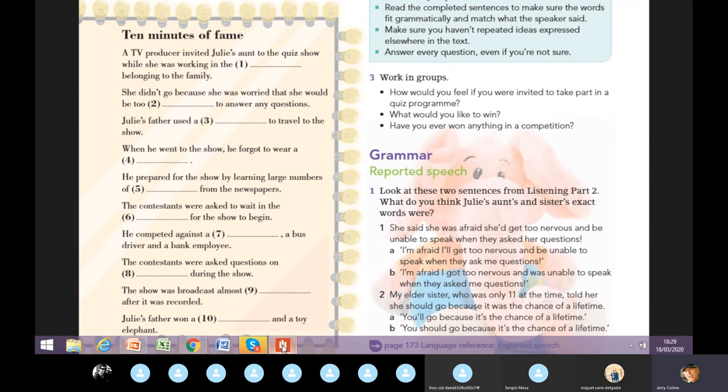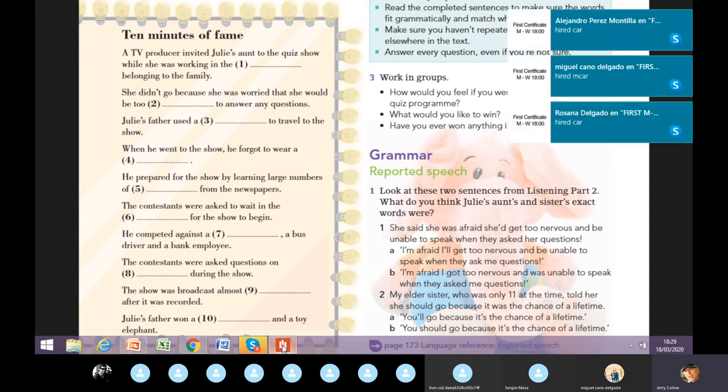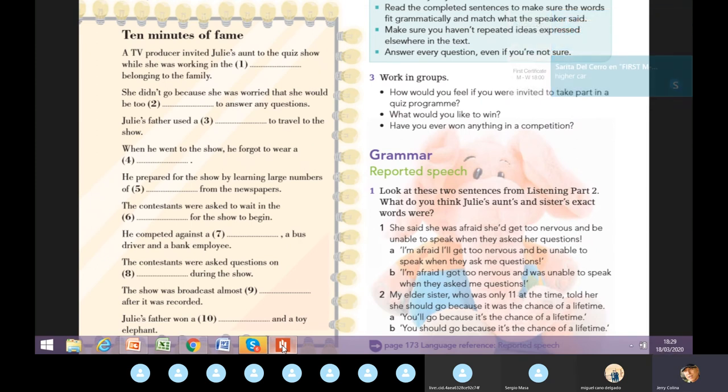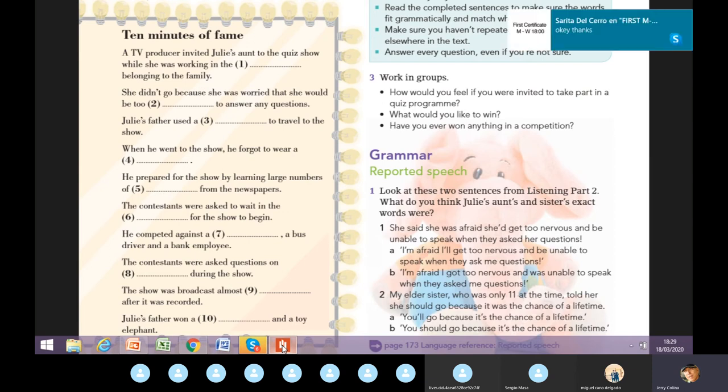Julie's father used a blank to travel to the show. He used a what? Hire car, Alex, hire car, Mike, hire car, Rosie. Sarai, hire car. Sarah, hire car. Yes, it is. Sarah is with ED, right? Is it hire, no, higher? No, hire, rented, a synonym of rent. So the answer is hire car. Hired, the spelling is H-I-R-E-D. Yes, Sarah. H-I-R-E-D, hire car.